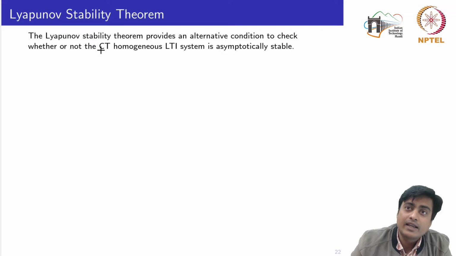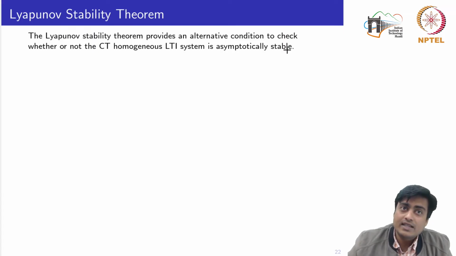So this is the key important theorem in the analysis of stability for linear systems. The Lyapunov stability theorem provides an alternative condition to check whether or not the continuous time homogeneous linear time invariant system is asymptotically stable. The first test we saw is that given the system, you compute the solution, basically you compute the state transition matrix, and then seeing the solution you could see whether the state or the output signal is bounded or not.